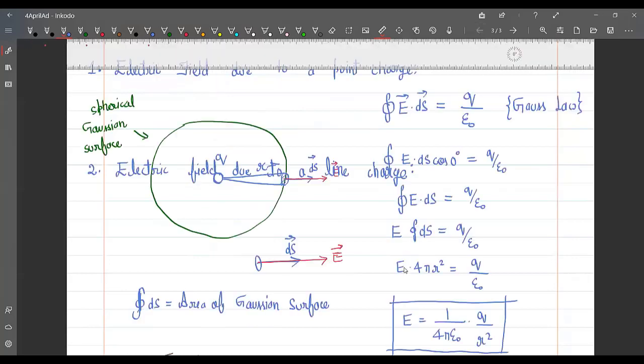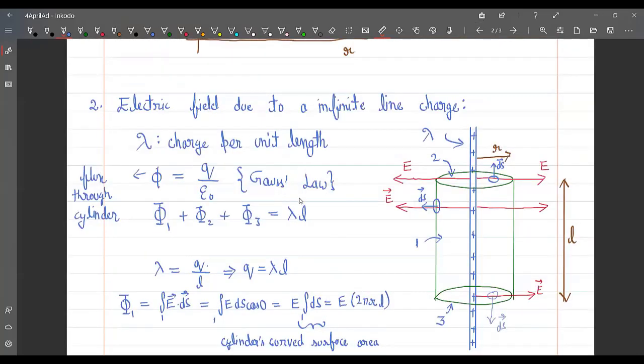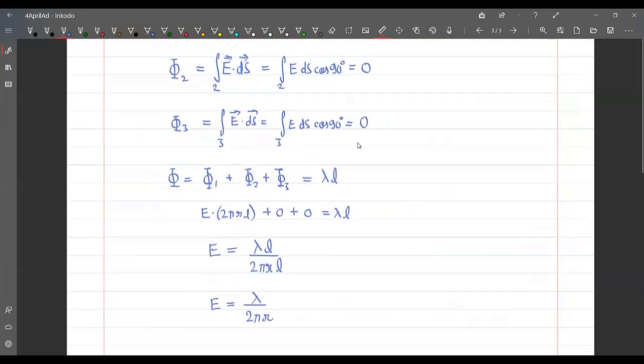You're missing epsilon naught here. It should be Q by epsilon naught. So lambda L by epsilon naught. Here it should be epsilon naught. So here it will be epsilon naught. And this will be corrected as lambda by 2 pi epsilon naught R.